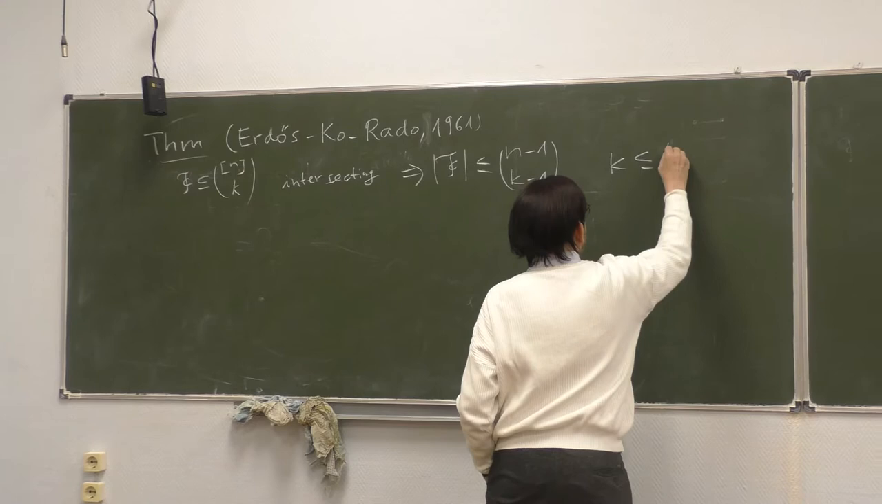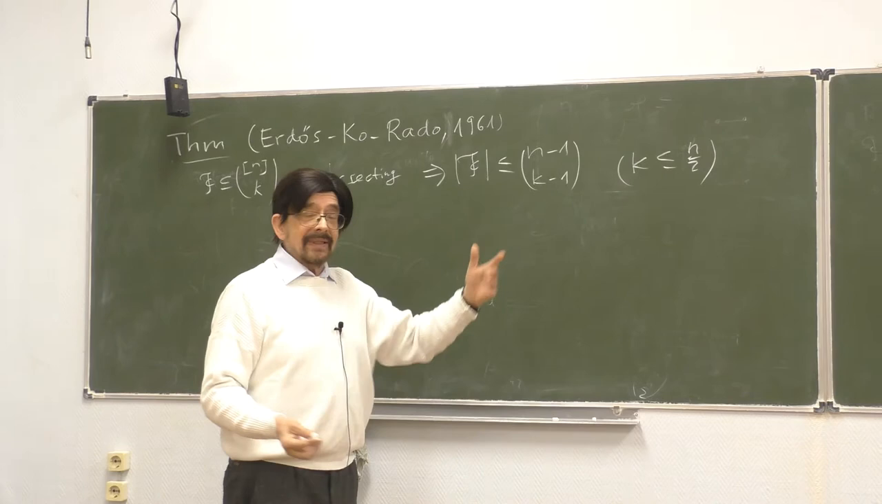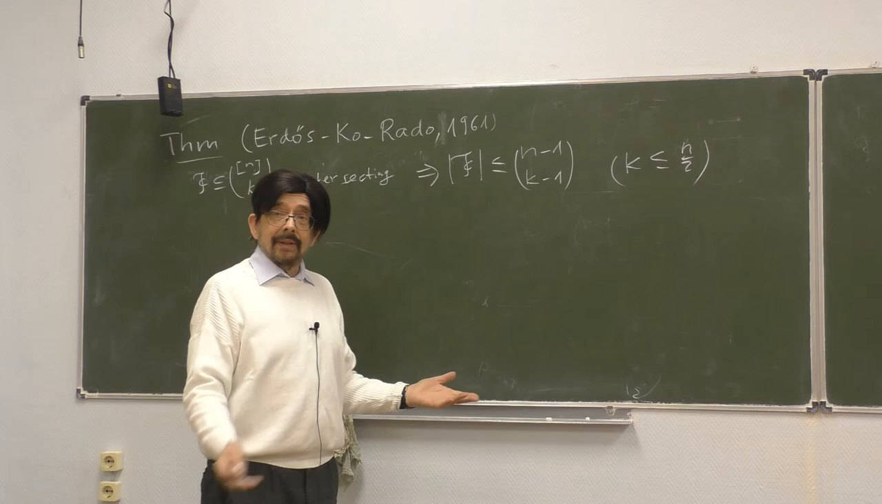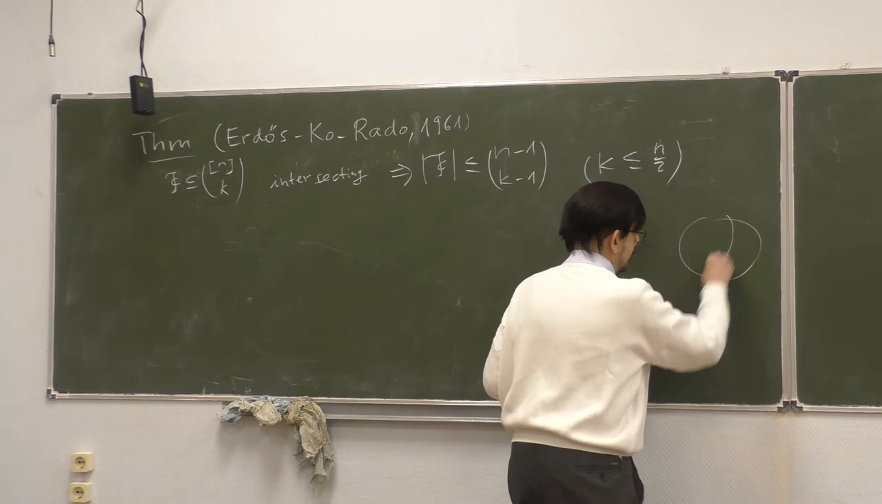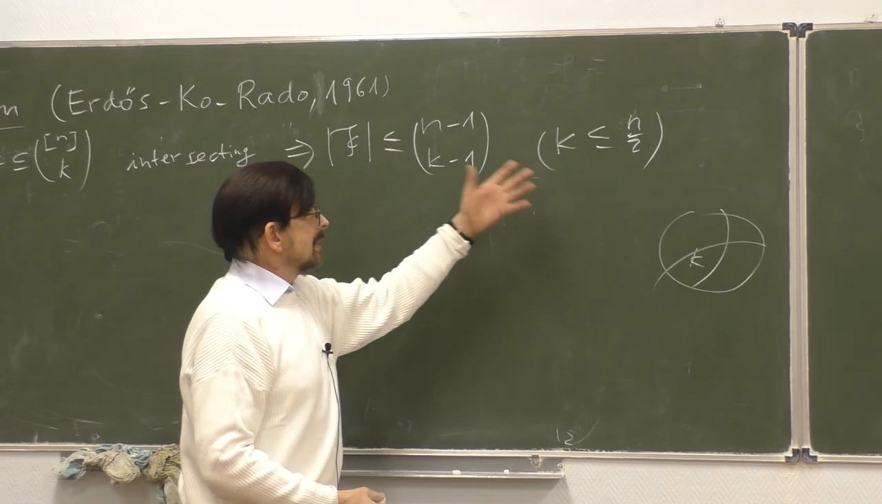because if you have big sets, so 2k is more than n, then you cannot put them disjointly into n elements. So if you have a big set, then the rest is too small. So other k element sets must intersect it. So if k is more, then the problem is not interesting. You can choose all k element sets.